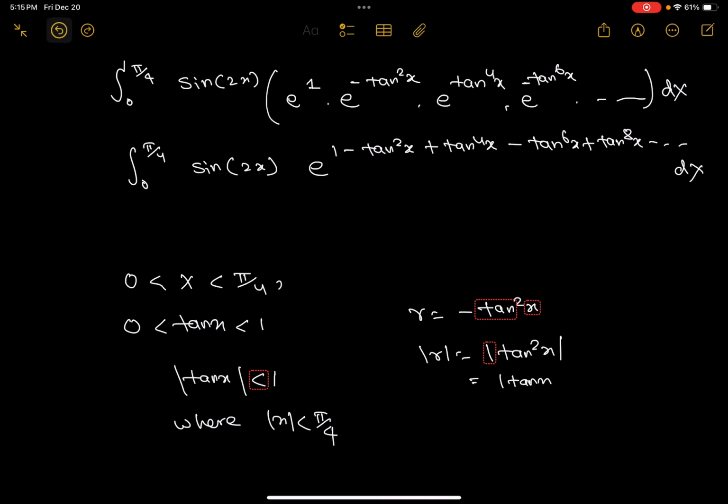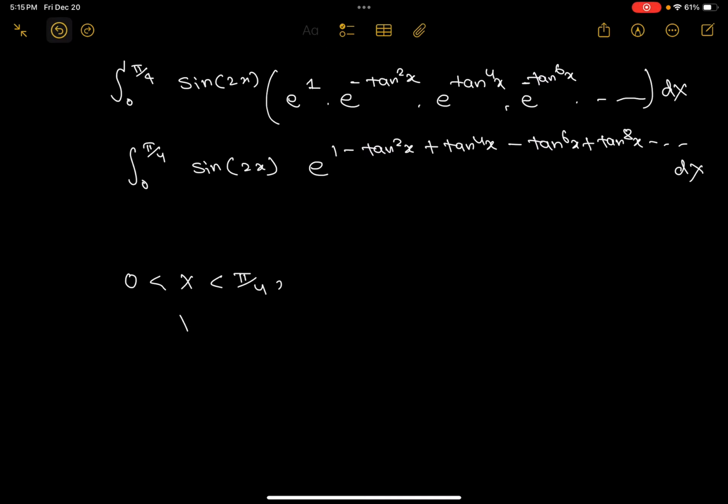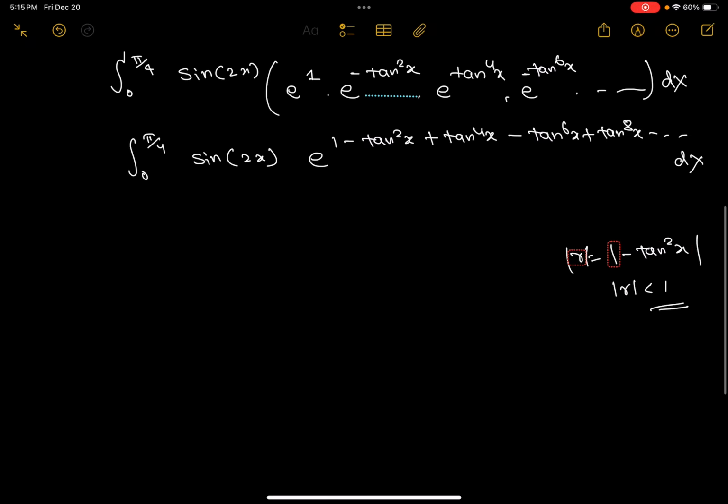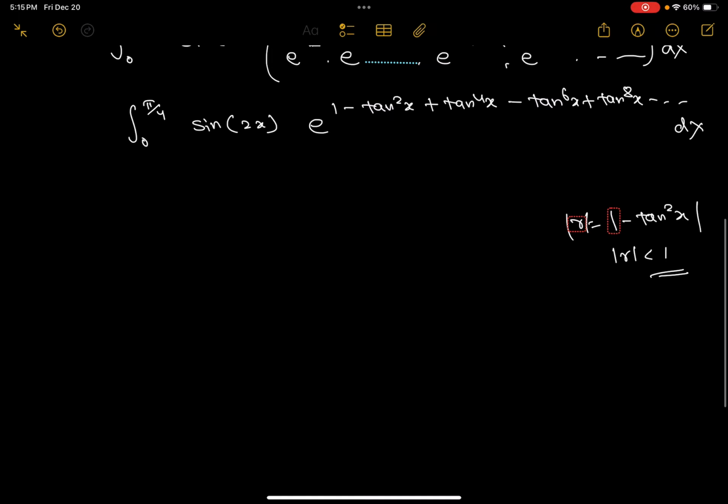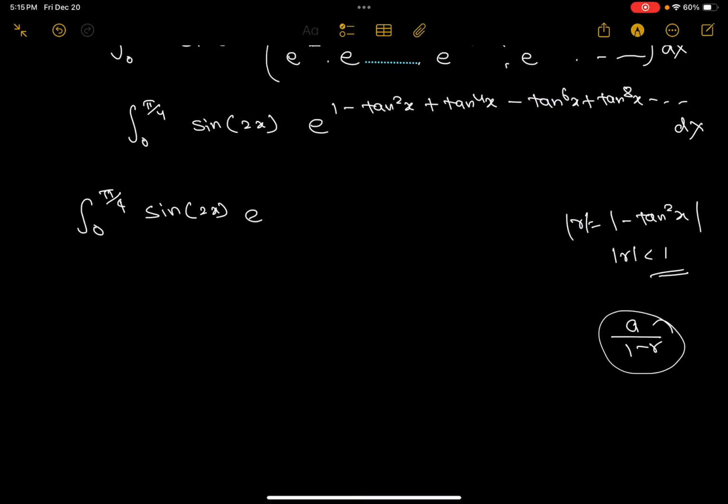Since it's less than 1, we can use the formula for the geometric series. Let me just erase this out. We don't need all of this. This was just to make sure that our r, which is negative of tan square x, our common ratio, has modulus less than 1. Now I can use the formula that the sum is a by 1 minus r, where a is the first term and r is the common ratio. So this is the integral from 0 to pi by 4 of sine 2x e to the power a by 1 minus r, with r being negative tan square x, right?